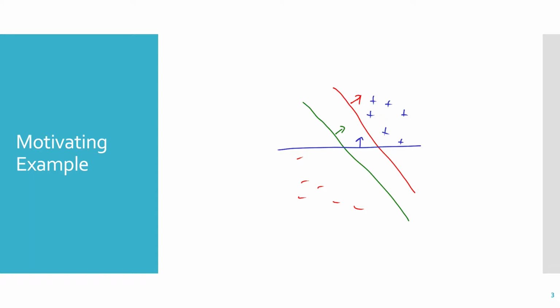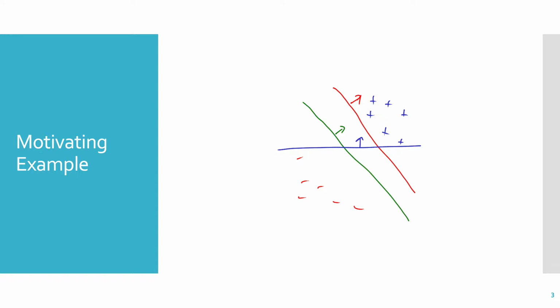Let's start with a motivating example. What boundary would you say is best? Let's say each boundary corresponds to a different model. Which model would you say is best? Probably the green one, right? Why? Because it gives the most space between the two classes.